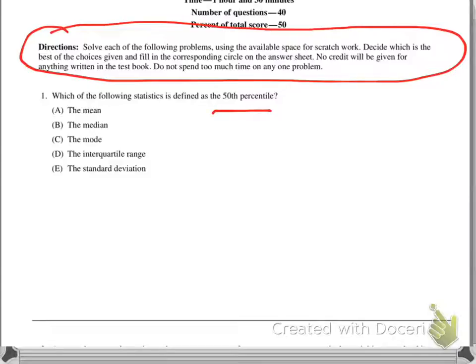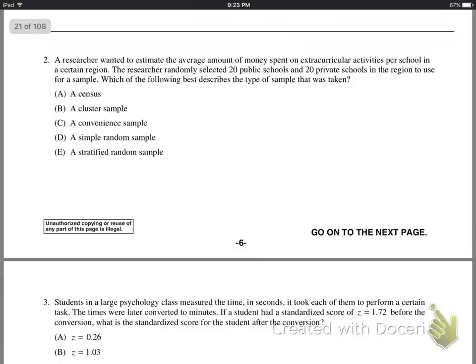Okay, 50% percentile, medium. Okay, here we're taking 20 from public school, 20 from private. That's stratified. That's some from each. And then cluster is all from one.